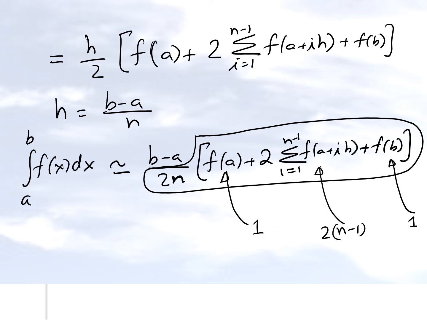And you can see the number of function evaluations you have is 1 plus 2 times n minus 1 plus 1, which is 2n. And then what you're doing is dividing by 2n here, and that gives you the approximate average value of the function. And then you're multiplying by the width of the interval to get the value of the integral.